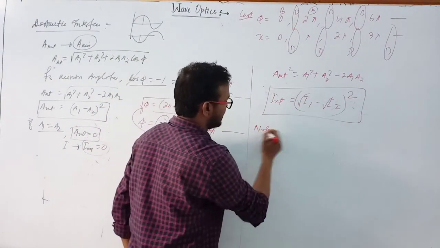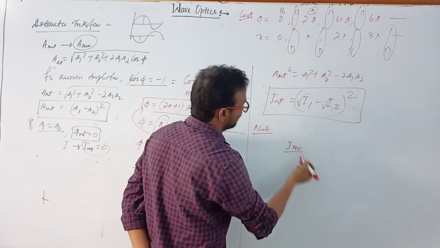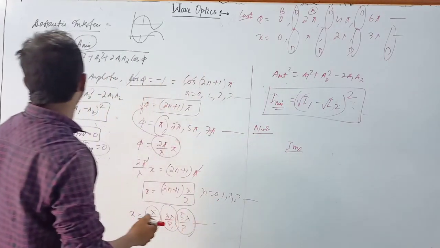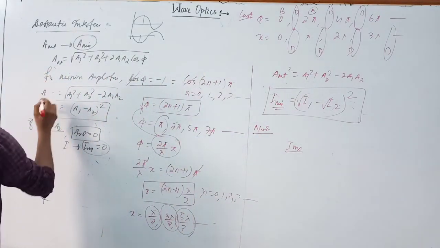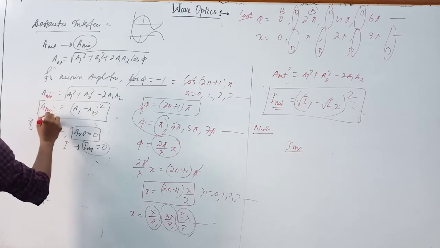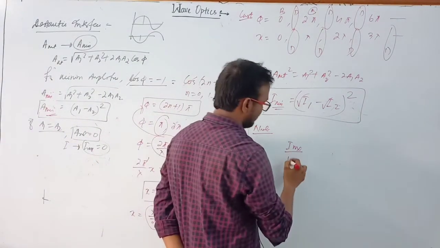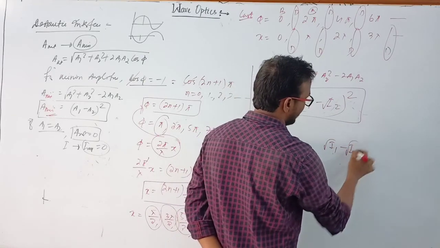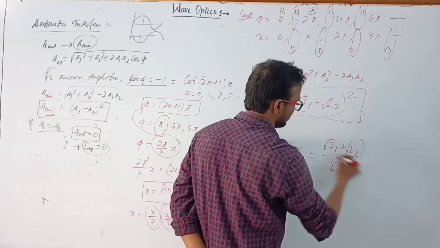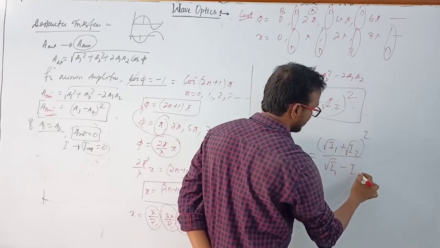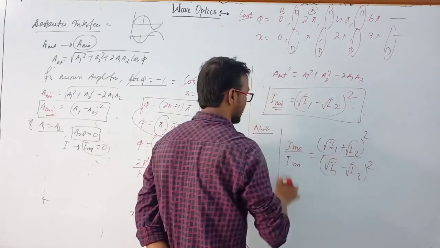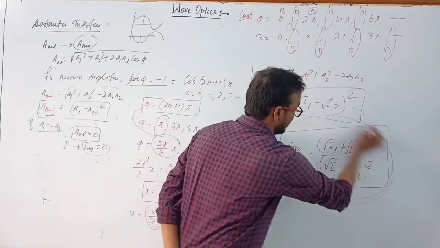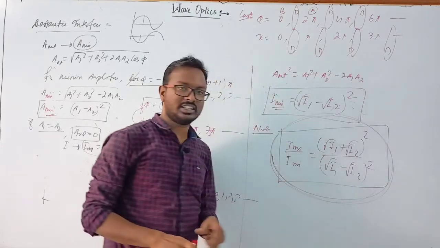And you can remember a special note. What is I maximum? This is I net, or we can say I minimum, or A minimum, where the amplitude is minimum. So I maximum by I minimum equals (under root I1 plus under root I2) whole square divided by (under root I1 minus under root I2) whole square. This is an important relation. A question may be asked in your council examination using this concept.